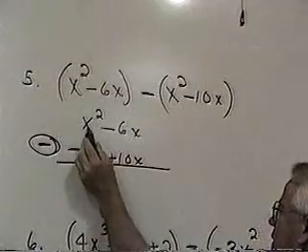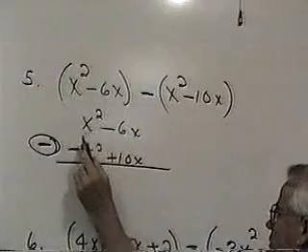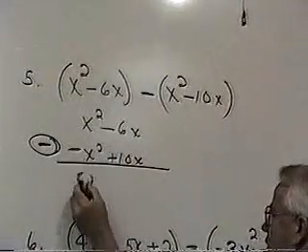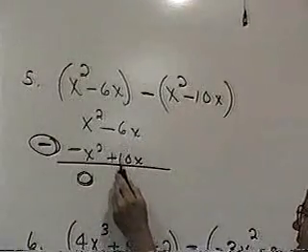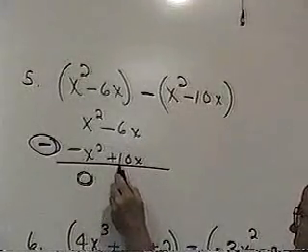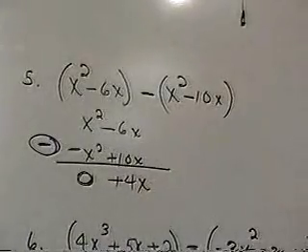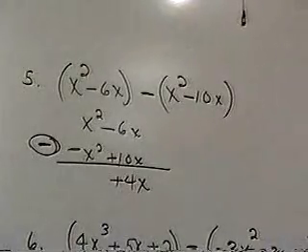So now what is this and this added? What's a plus one of these apples and a minus one apple? It's 0. So that's 0. All right, and then what is a minus 6 and a plus 10 added, and that's a plus 4. So the final answer on this problem is simply 4x.